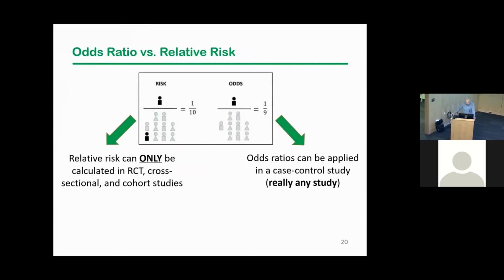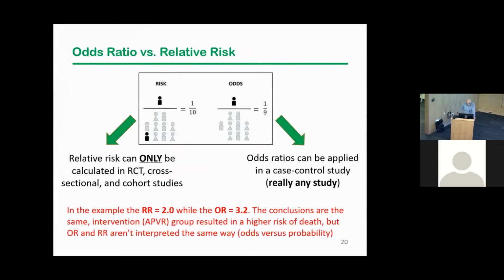So I've said this a few times now. Relative risk can only be done in RCTs, cross-sectional studies, and cohort studies. Odds ratios can be used anytime, but most frequently you see them in case controls. So this is kind of restating what I just said, but in the example the relative risk is 2.0, where the odds ratio is 3.2. Again, don't confuse risk and odds.